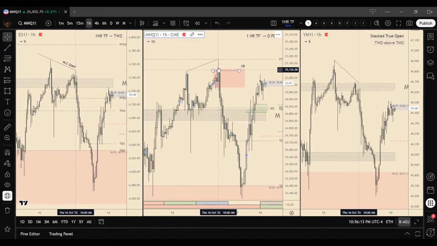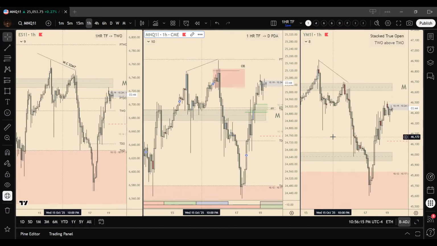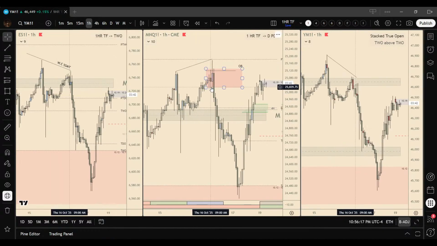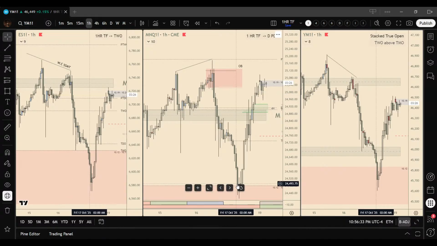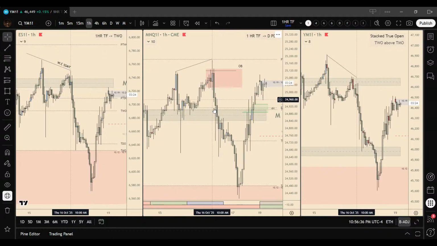A 10 o'clock precision swing point forms on the 1 hour. Price trades into it and then drops. Look at this move right here. It just dropped all day, even going into the next day. You could have gone short and then held it all day.